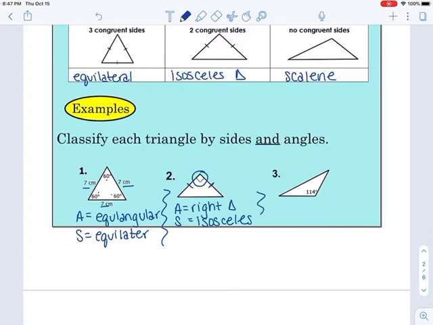And for number 3, I have 1 angle that's greater than 90. That's an obtuse angle. So by angle, that's an obtuse triangle. And then classifying it by sides, this has no equal sides, so therefore it's going to be scalene. And that's classifying triangles by sides and angles.